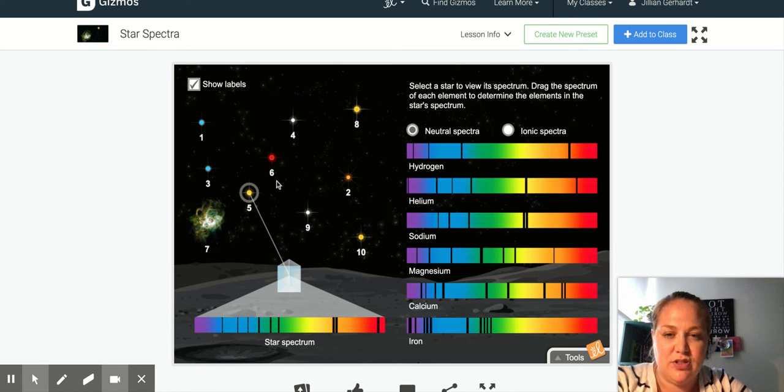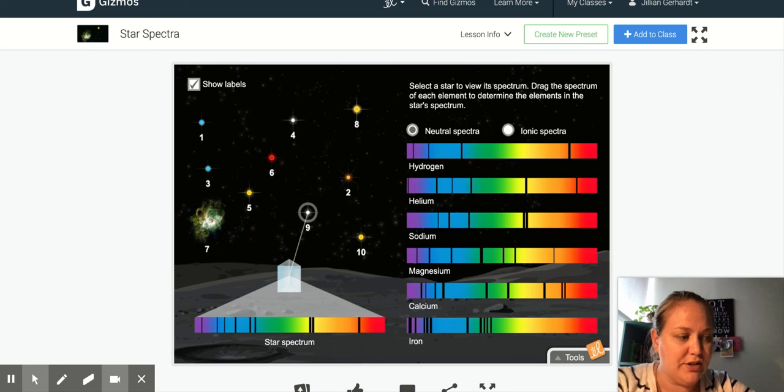This one sounds interesting. Let's try 9. Whoa, are you all seeing what I'm seeing? Do you see these lines moving? Okay, so it looks like the lines are moving both towards and away from each other. All right, so let's start with color. It looks like this is a white star. Let's see what we can do to match up.